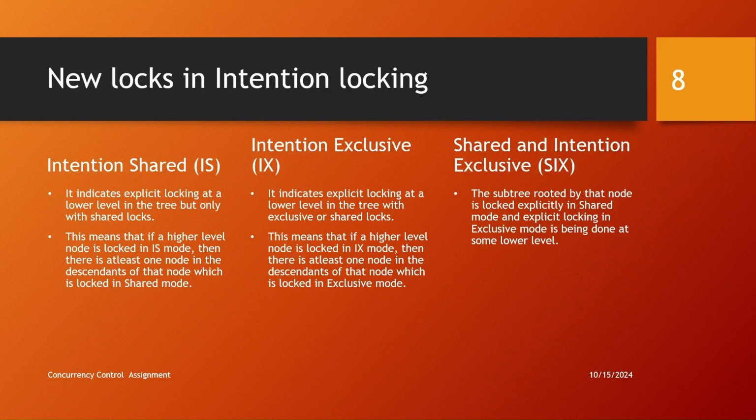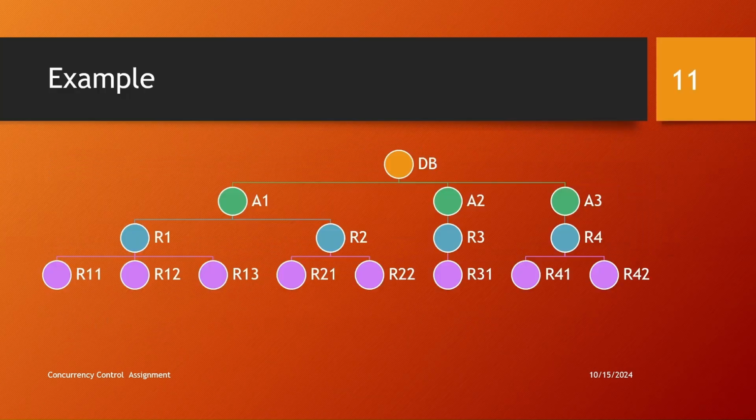Next is the intention exclusive lock. It indicates that there is explicit locking at a lower level in the tree, which is exclusive or shared lock. It is generally used for exclusive lock and not for shared lock, because for shared lock we have a separate lock, that is the intention shared lock. So let's say in this tree there is a transaction which locks R31 in exclusive mode. Hence R3, A2 and the database would be locked in intention exclusive lock.